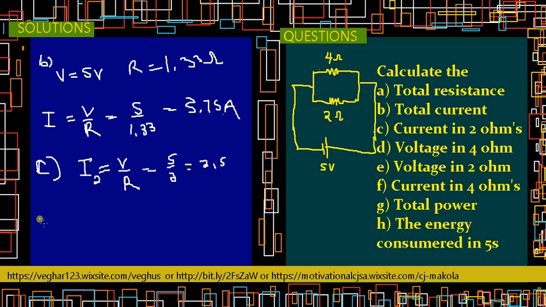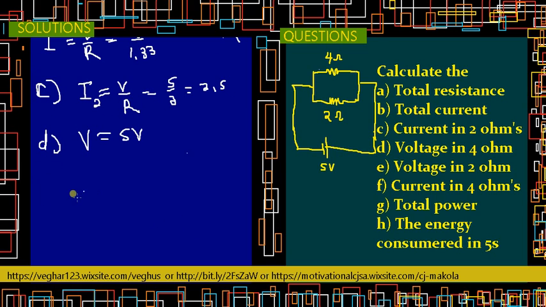So number D, we have the voltage V here equals 5 volts, and then number E, voltage in 2 ohms is equal to 5 volts. Then the current in 4 ohms.